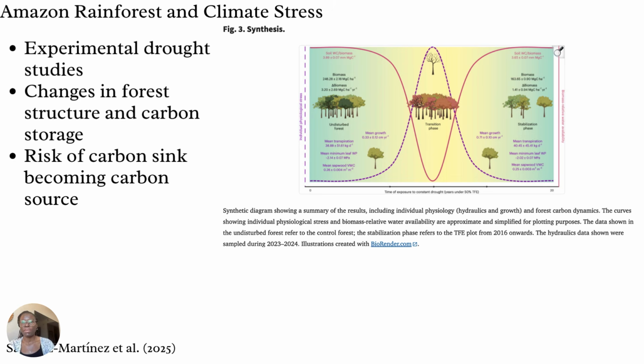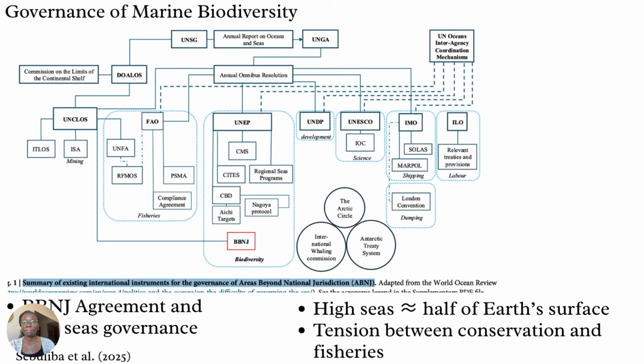And this matters because tropical forests play a key role in the global carbon cycle. If they stop absorbing carbon dioxide, they could become carbon sources and speed up climate change. So, Module 4 shifts the focus to marine ecosystems and global ocean governance.